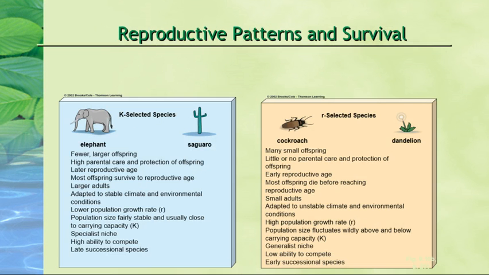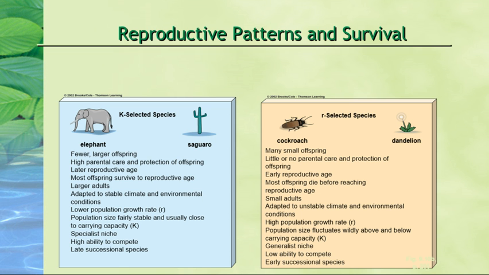So there are 2 reproductive patterns. There are the K-selected species and the r-selected species. We are K-selected species, as are all of the organisms who have fewer offspring. Typically they're going to be larger, but they have a later reproductive age, so the sexual maturity occurs later. There's high parental care, lots of investment there. Most of the offspring survive to reach reproductive age comparatively.